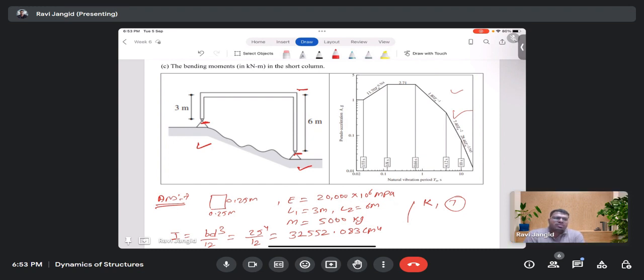Let me check. 168.3. So you are saying it is not coming the same. How much is it coming? Let me check. Actually, I calculated it on rough paper only, that's why I don't have it. One minute.